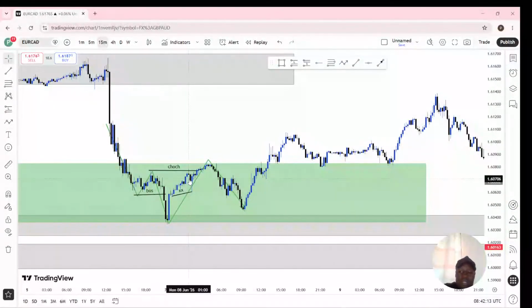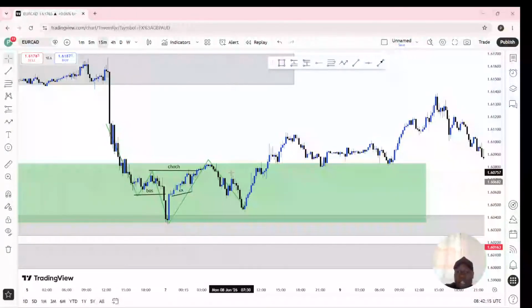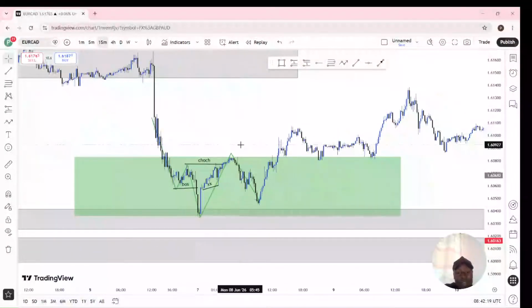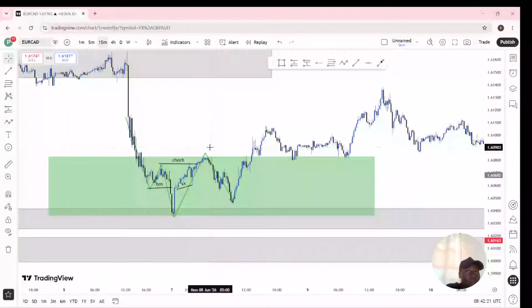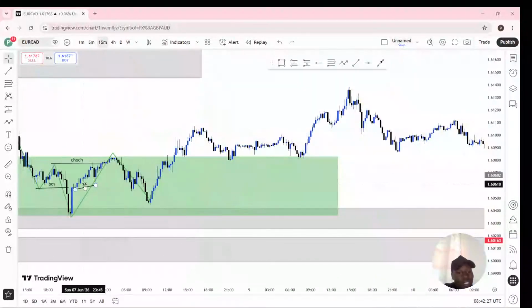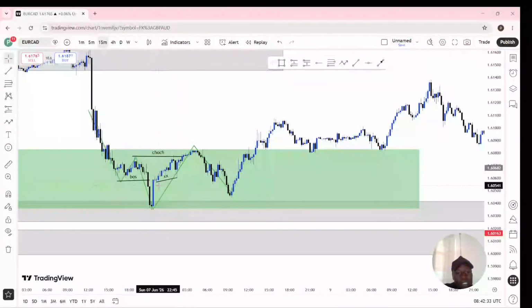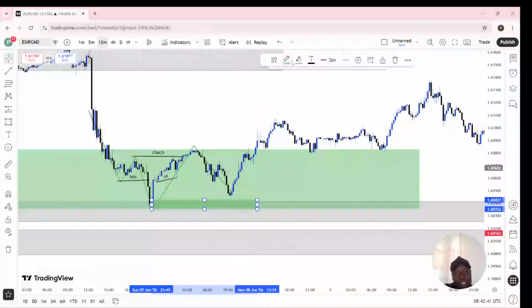Price generates liquidity, sweeps liquidity, and rebalances. Okay, you know what that means. It creates gaps and fills them. It creates liquidity and sweeps liquidity. So it generated liquidity which it will sweep, and then after it will bounce off. Now this is the liquidity that price created.